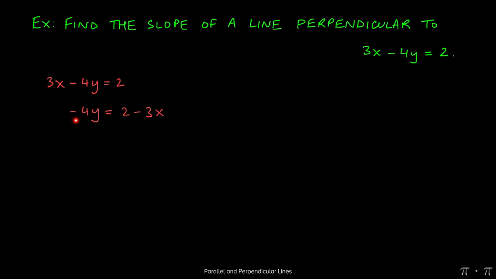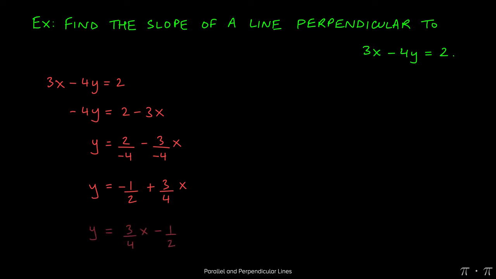And lastly, we can divide all terms of this equation by negative 4, which would give us y by itself, because the negative 4 will cancel, equals 2 over negative 4 and negative 3x over negative 4. At this stage, we can clean this up to be negative 1/2. 2 over negative 4 is negative 1/2. And negative over a negative will simply be a positive. 3 and 4 don't have any common factors, so it will just be written down as 3/4.